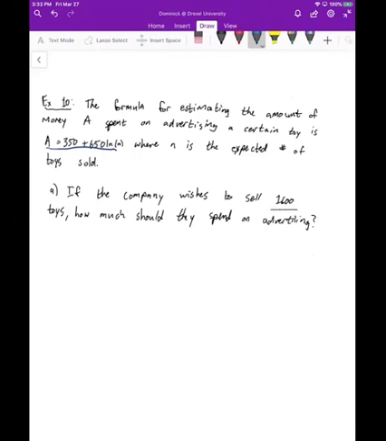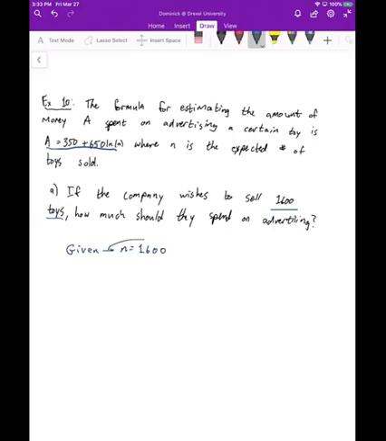Well, if they give us, I think that's 1,600, right? Yeah. So then we have 1,600 toys. If they're giving us the number of toys, that's an n value. So they're giving us that n is equal to 1,600.